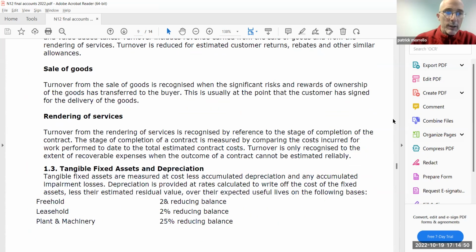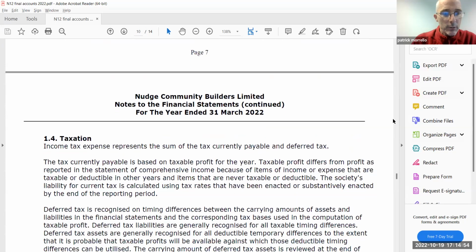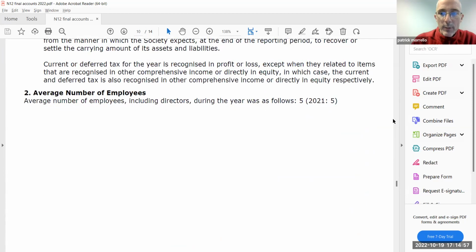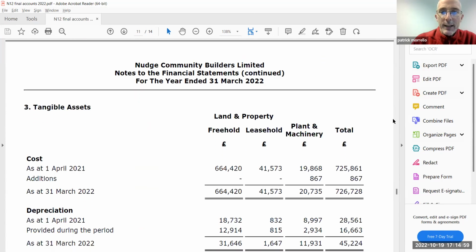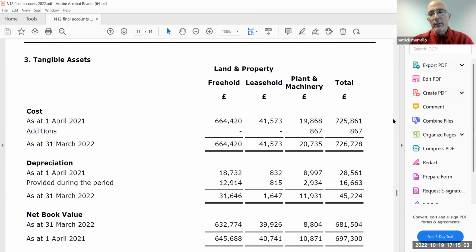So note 1 is just accounting policies. It's not very interesting really, so I won't go into that very much. Note 3 is the fixed asset notes. That shows the detail behind the 681,000 fixed assets in the accounts.